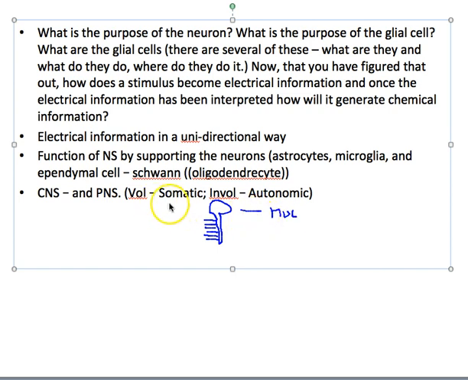Okay, so having reminded you of all of that, what are these glial cells? What are they going to do? What does the astrocyte do? What does a microglial cell do?